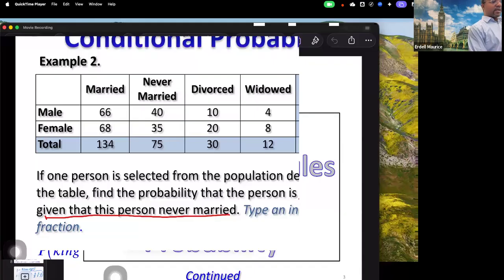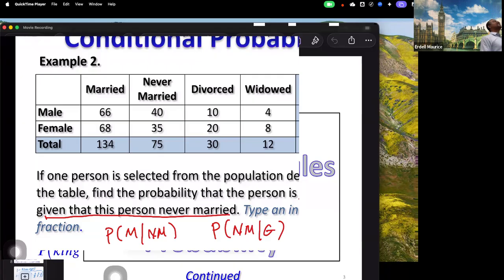Do I write it this way? Probability M, or do I write it this way? Which is the right way to state the problem using probabilistic notation? Is it A or is it B? I have two people saying A. Anybody else want to contribute?